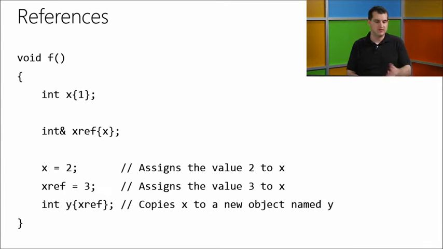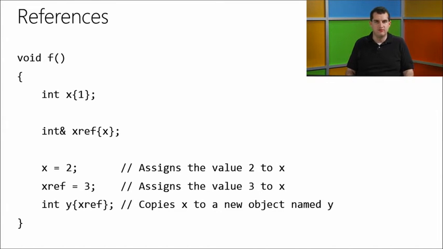For example, we can still use x. We can assign the value 2 to it, and the value will change. But also we can use xref. We can assign 3 to xref, which will actually change x to have the value 3. Further, we can use it as an rvalue, as an initializer for y. So it's basically as if anywhere we were saying xref, we're actually saying x.